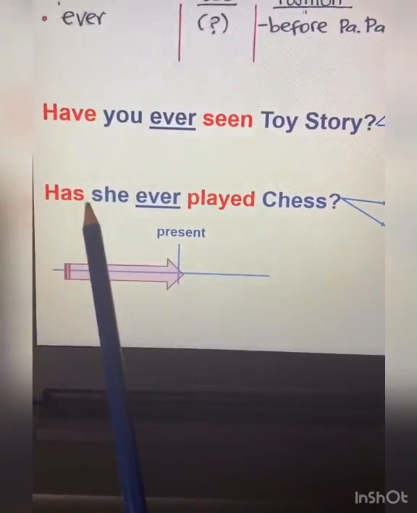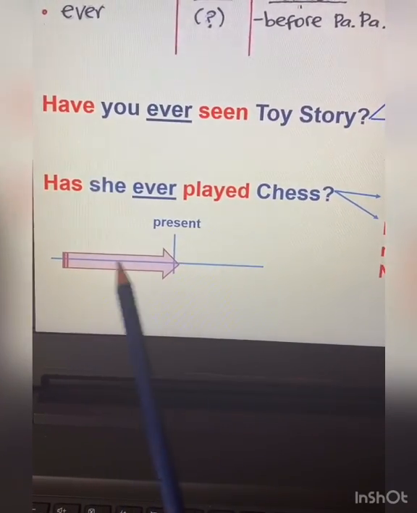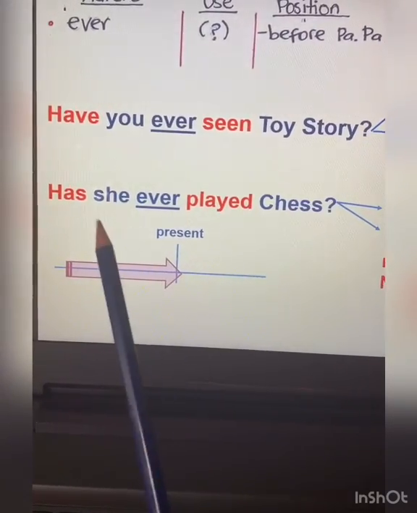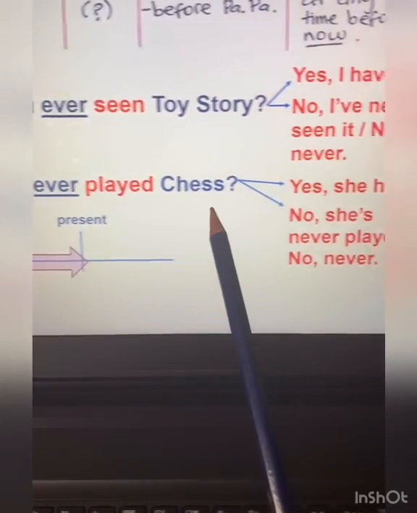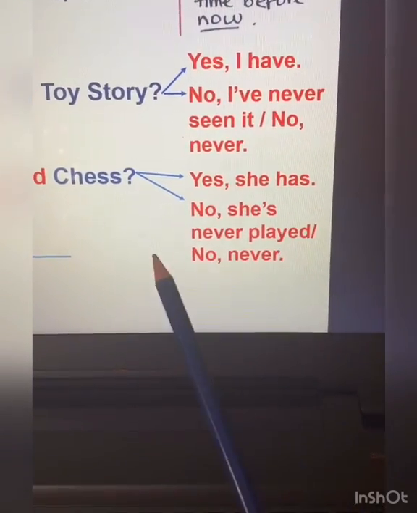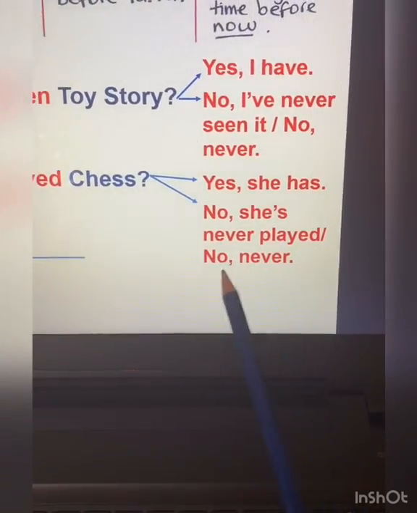Another example. Has she ever played chess? Again, at some point in the past, before the present, has she ever played this game? So has she ever played chess? The answer, affirmative, yes, she has. We can also say, no, she hasn't. Or we can say, no, never.